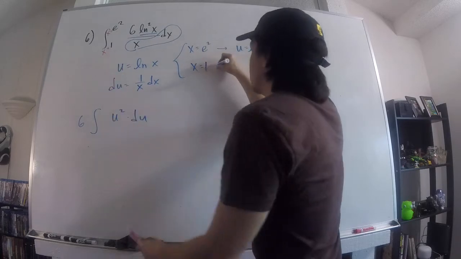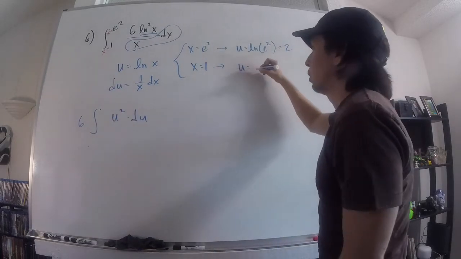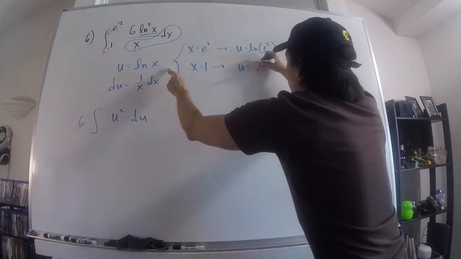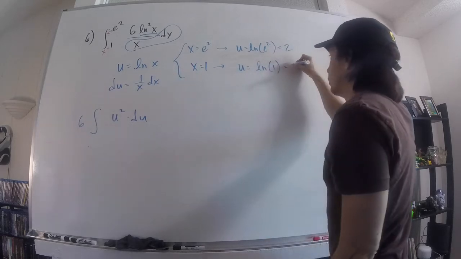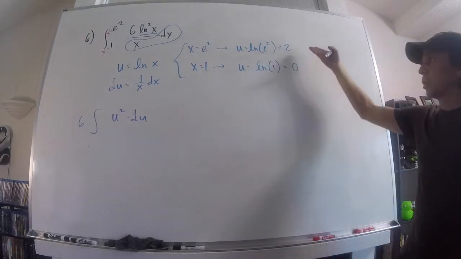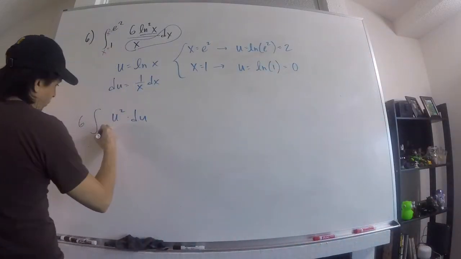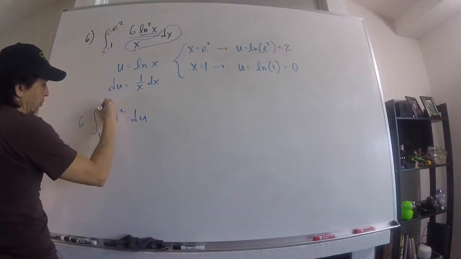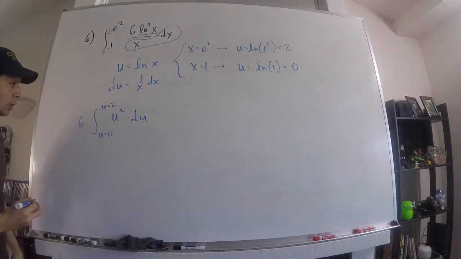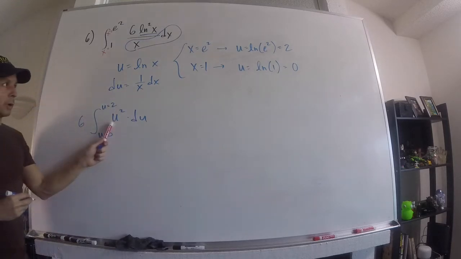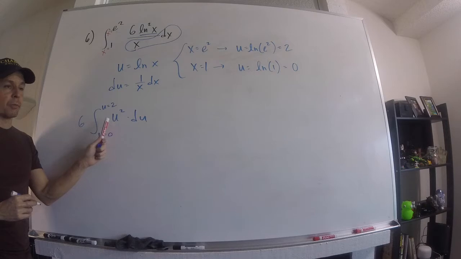x equals 1 is my lower bound. When x is equal to 1, u is equal to ln of 1, and that is 0. So my boundaries transform to u equals 0, u equals 2. Okay, that's still just doing substitution and rewriting in terms of u.